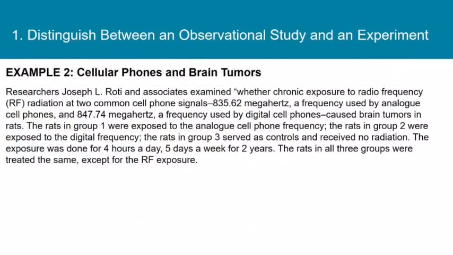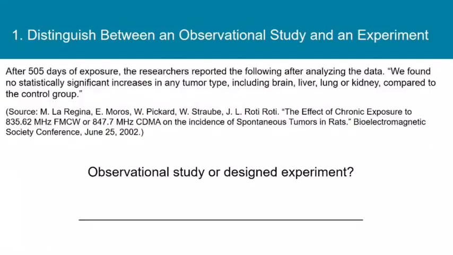Okay, now let's look at another example. Another research team examined whether chronic exposure to radio frequency radiation at two common cell phone signals, 835.62 megahertz and 847.74 megahertz, caused brain tumors in rats. The rats in group 1 were exposed to the analog cell phone frequency, the rats in group 2 were exposed to the digital frequency, and the rats in group 3 served as controls and received no radiation. The exposure was done for 4 hours a day, 5 days a week for 2 years. The rats in all 3 groups were treated the same except for the RF exposure.